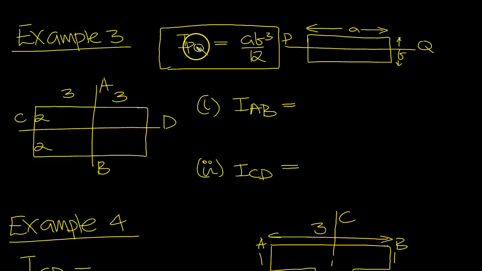The second moment of area about PQ is equal to AB cubed over 12, where A is the distance parallel to PQ and B is the distance of the rectangle perpendicular to PQ. So with that thought in mind, I_AB will be a 12th of A, the distance parallel to AB, which is 4, and B, the perpendicular to AB, which is 6, so it would be 6 cubed, wouldn't it?